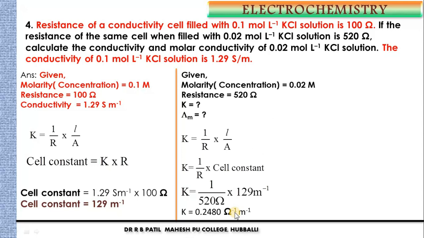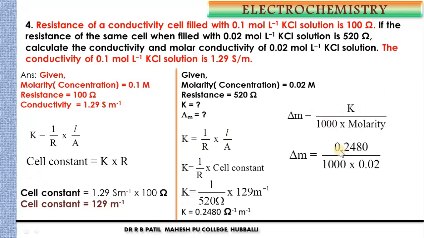When the unit is Siemens meter inverse, we have to write the lambda m and K relation in which 1000 is present in the denominator. So lambda m is equal to K divided by 1000 into molarity. Now let us substitute the respective values. K value we already know, 0.2480, 1000, and molarity for this concentrated solution is 0.02. So when I solve, I end with 0.0124 Siemens meter square mole inverse. I hope that you people understood. So once again, I repeat, this type of question is very important for competitive exams. Concentrate and learn. Thank you, students.